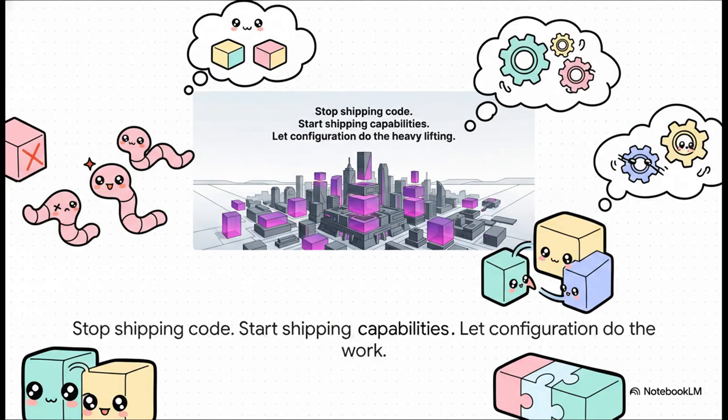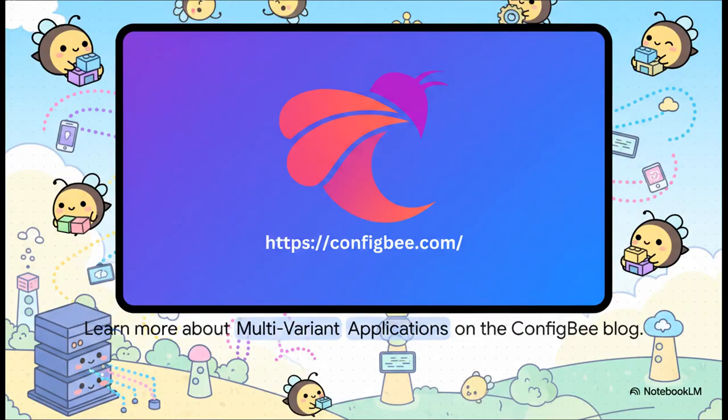Ultimately, this represents a really fundamental shift in how we think about building software. The goal is no longer just to ship more code. It's about shipping capabilities, and then letting smart, safe configuration do all the heavy lifting of composing these unique experiences for your users. This is a truly powerful way to build and scale modern applications.